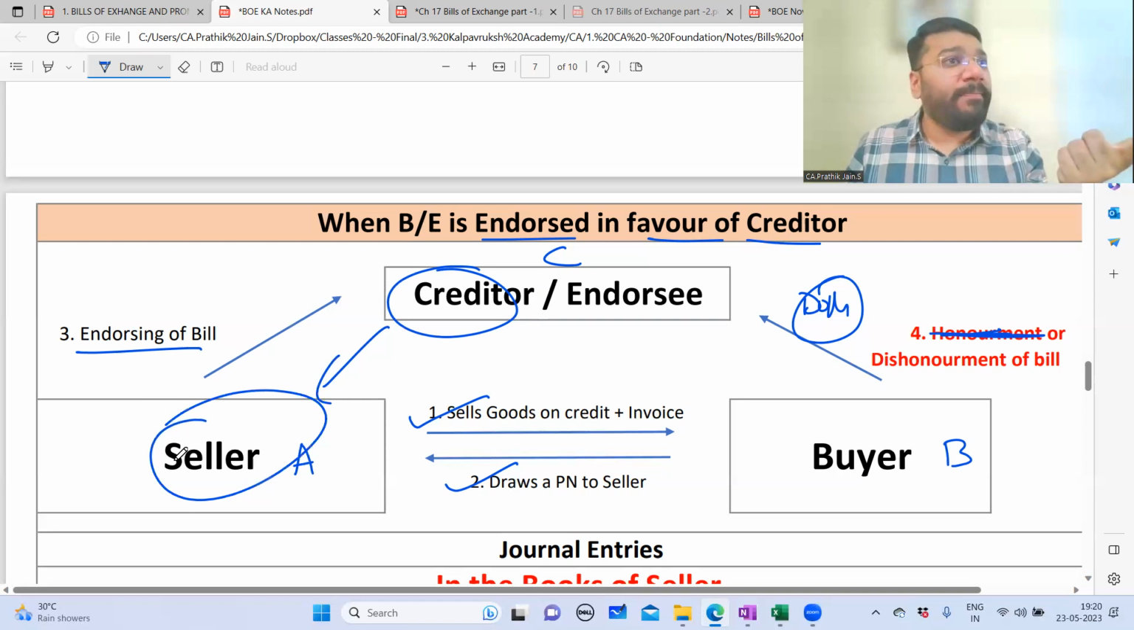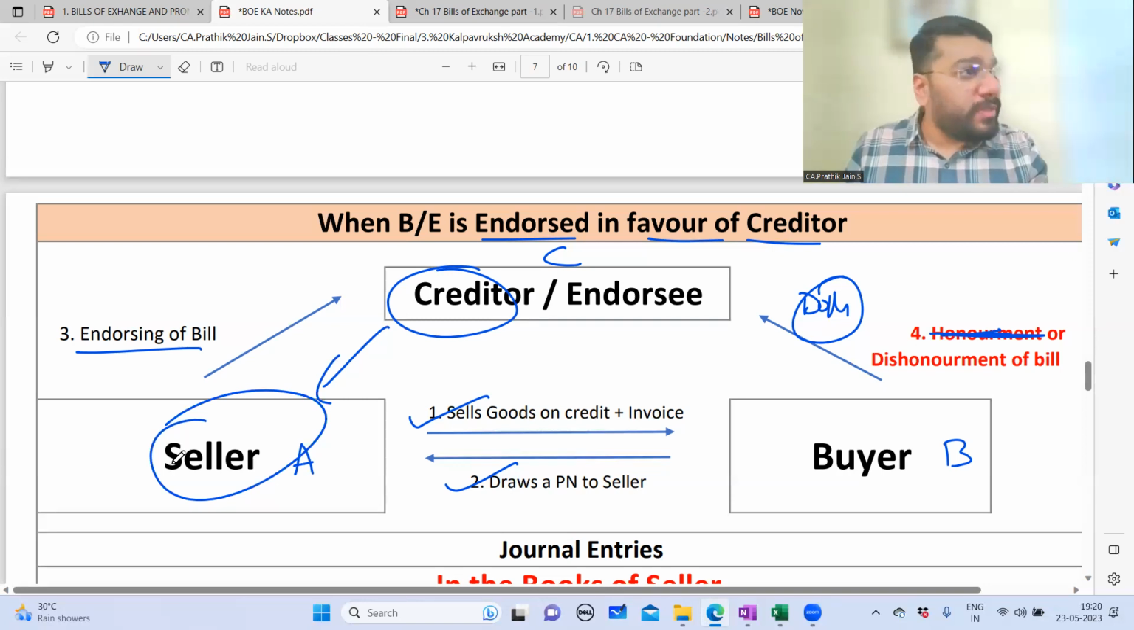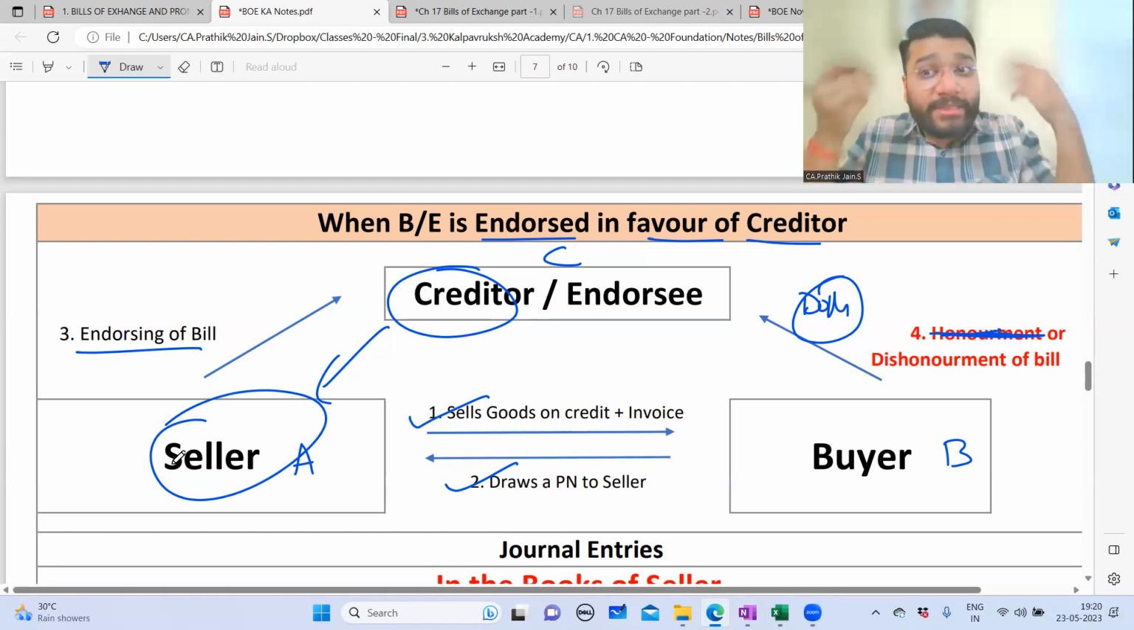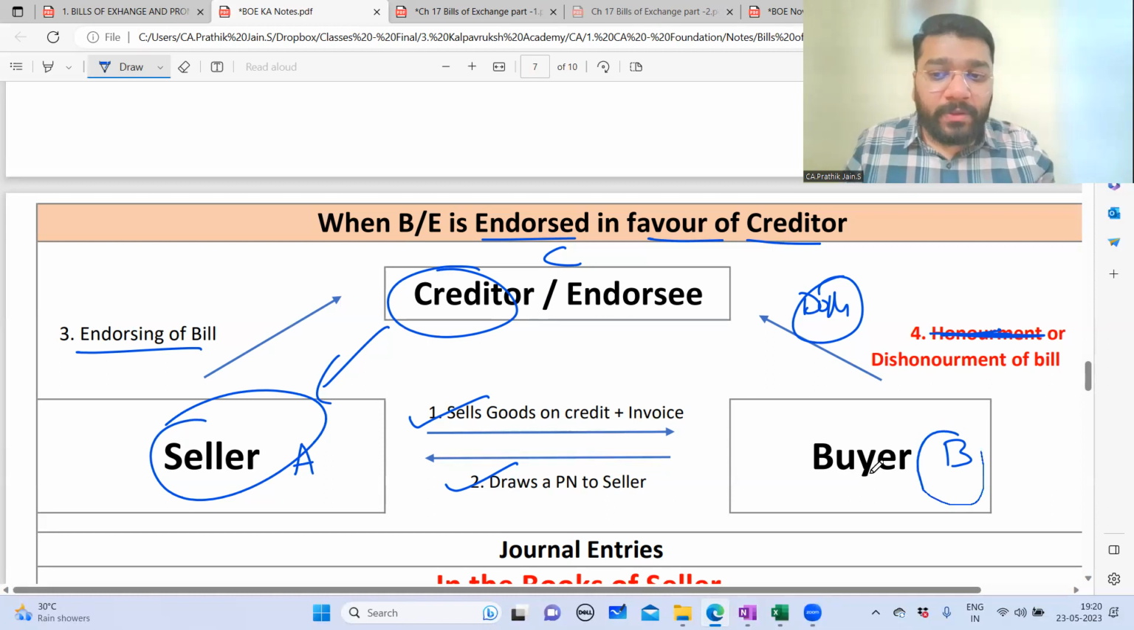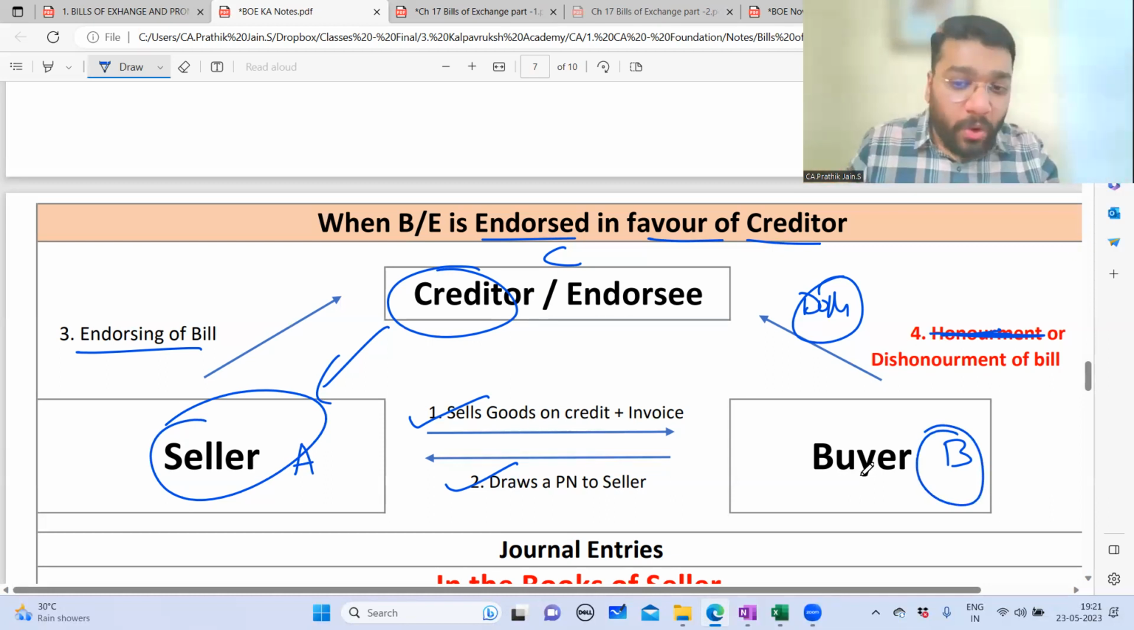So seller has to make the payment to the creditor. And on top of that, the bill of exchange also has become invalid and the account is also closed, and money is still not recovered from B. So recovery from B has not happened. Payment to C also has not happened. So on the date of maturity.